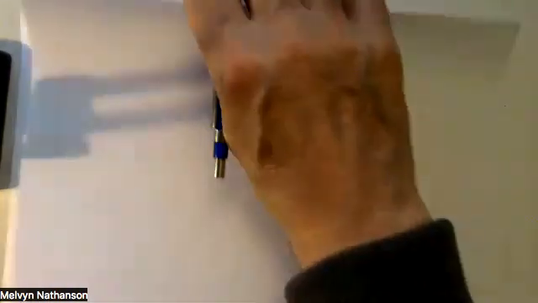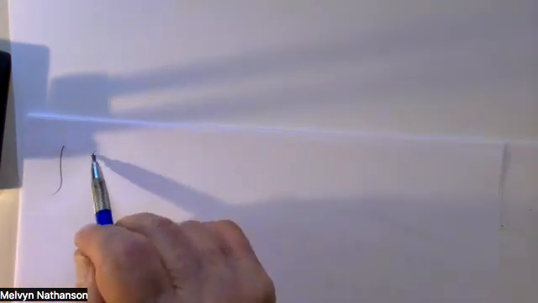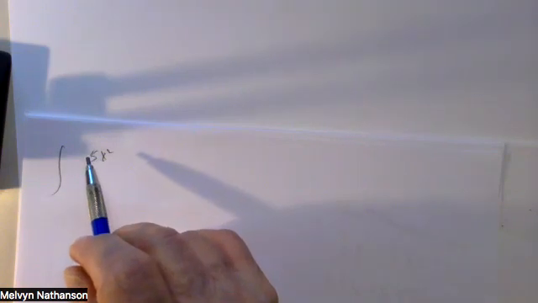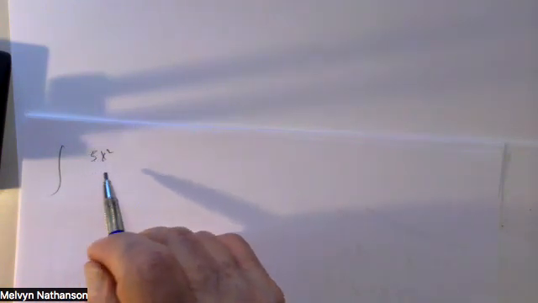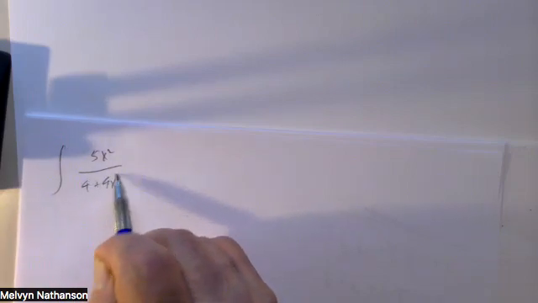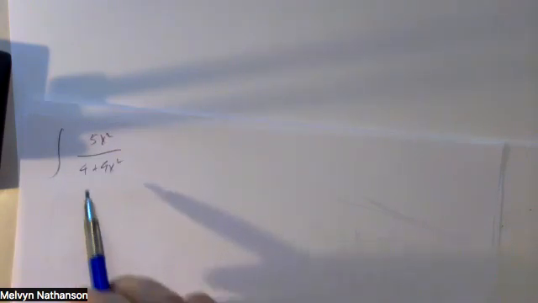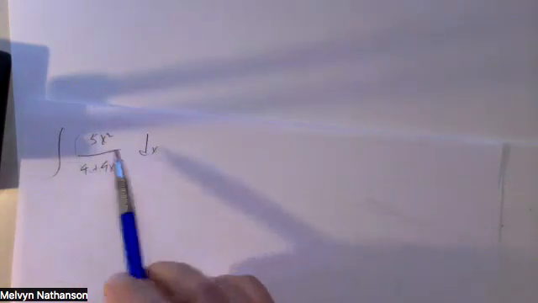Let's look at another one. Again, these are all techniques you have to maybe invent if you haven't seen them before, but spend a lot of time doing this kind of algebra and calculus, and you'll do very well on the final. Suppose we have the integral of 5x squared over 4 plus 4x squared, dx. So this is complicated.